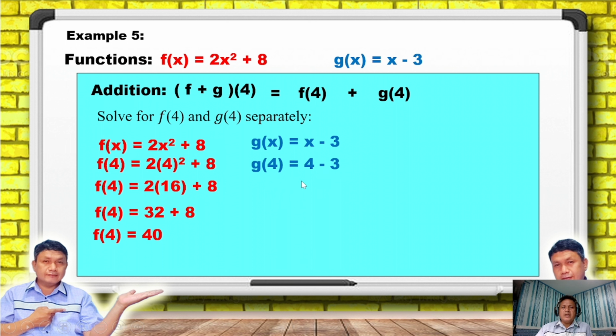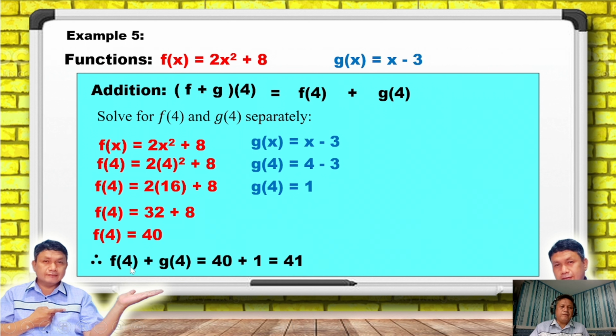And 4 minus 3 is equal to 1. So therefore, we have g of 4 is equal to 1. And lastly, therefore, f of 4 plus g of 4 is equal to, what is the value of f of 4? We have 40. And g of 4 is 1. So 40 plus 1, the answer is 41. Okay. This is now the final answer. So the final answer for number 1 is 41.